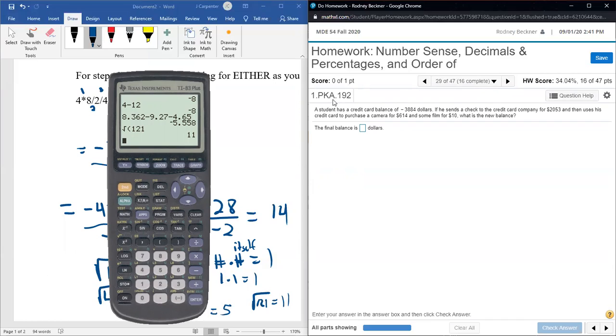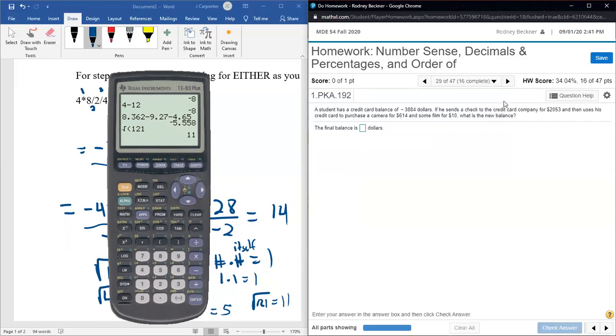A student has a credit card balance of negative $3,884. It would be my ideal goal to get all of you to have the mindset to get this to 0 as soon as you possibly can, but we'll save that for the end of the semester. If he sends a check to the credit card company for $2,053, then uses his card to purchase a camera for $614 and some film for $10, what's the new balance? So we're adding and subtracting things to this.